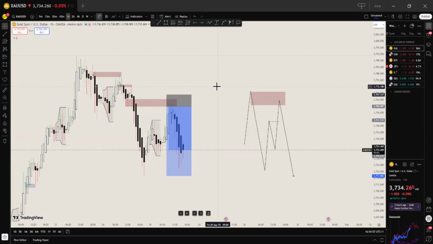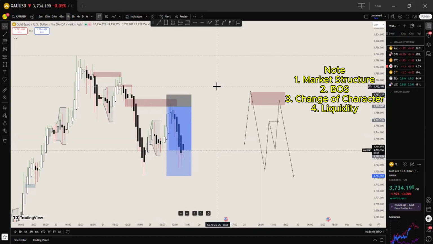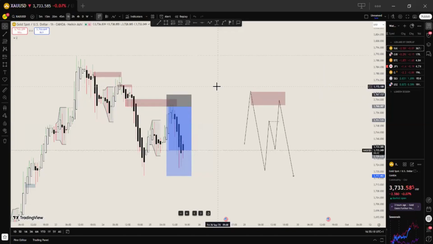So guys, before you can know how to trade engineered liquidity very well, you must first understand market structure, BOS, change of character, and liquidity. If you are interested in learning market structure, break of structure, change of character, and liquidity, there's a video in the top right of your screen. So you guys go and watch the video to understand this liquidity trading pattern very well.